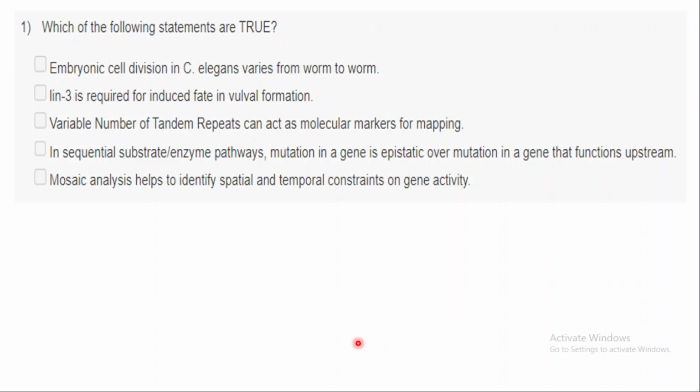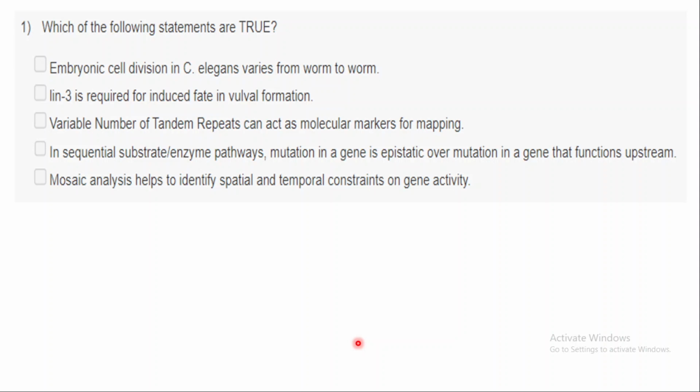Statement 1: embryonic cell division in C. elegans varies from worm to worm. Statement 2: Lin3 is required for induced fate in vulval formation. Statement 3: variable number of tandem repeats can act as molecular markers for mapping. Statement 4: in sequential substrate enzyme pathways, mutation in a gene is epistatic over mutation in a gene that functions upstream. And the last statement: mosaic analysis helps to identify spatial and temporal constraints on gene activity.